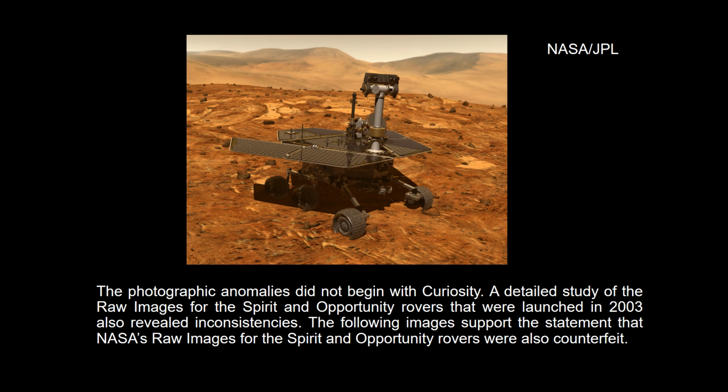The photographic anomalies did not begin with Curiosity. A detailed study of the raw images for the Spirit and Opportunity rovers that were launched in 2003 also revealed inconsistencies. The following images support the statement that NASA's raw images for the Spirit and Opportunity rovers were also counterfeit.